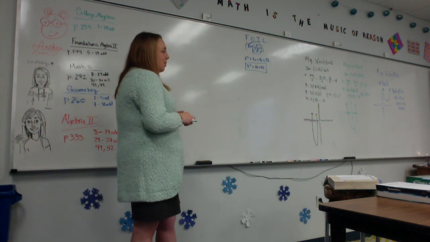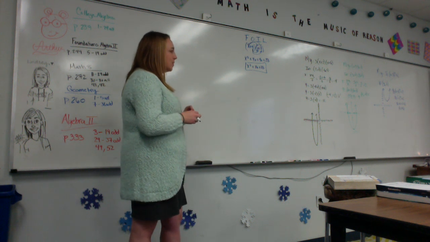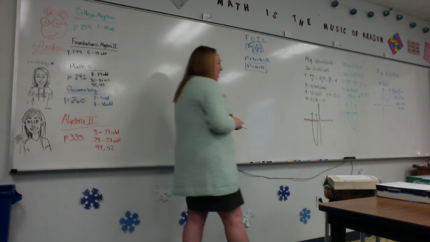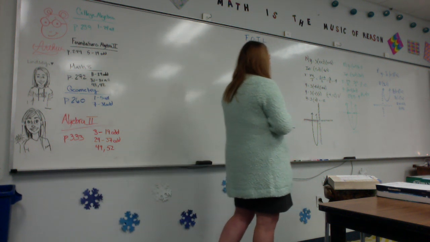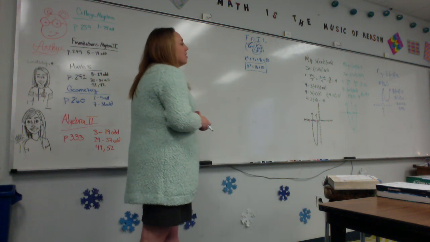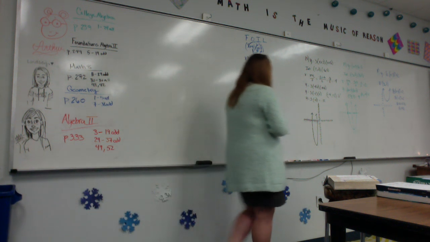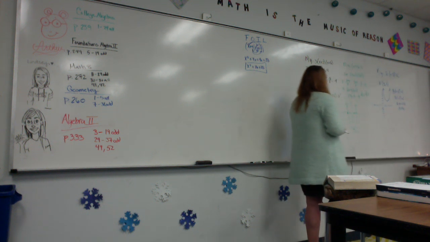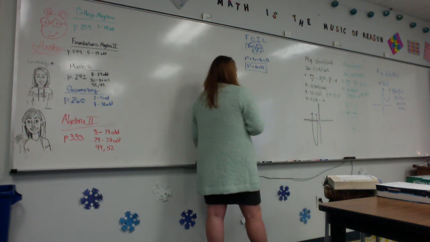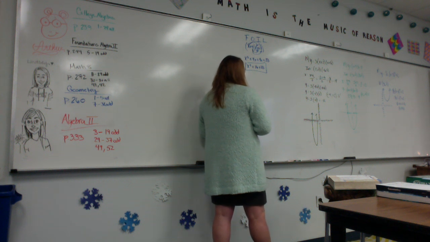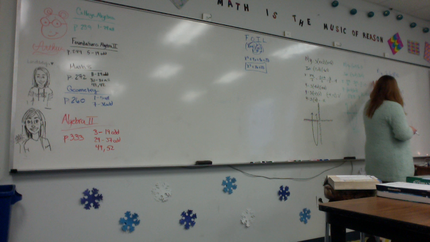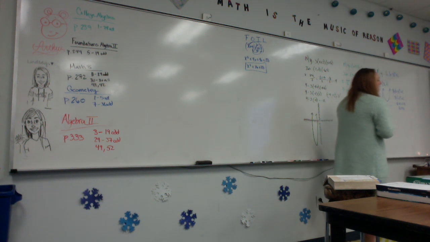Quadratic. Okay, good. We have 3 quadratic forms we've learned. This is intercept. This is what form here? Vertex. What's the other form that you learned first?